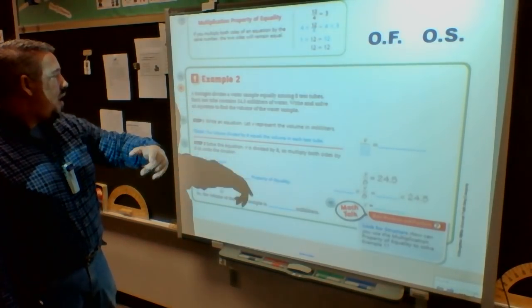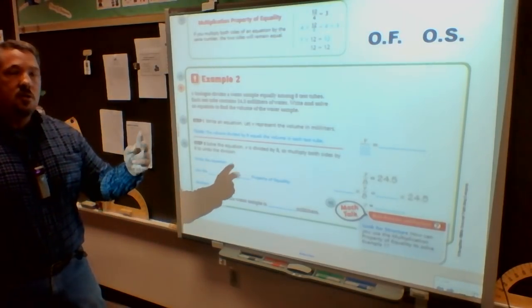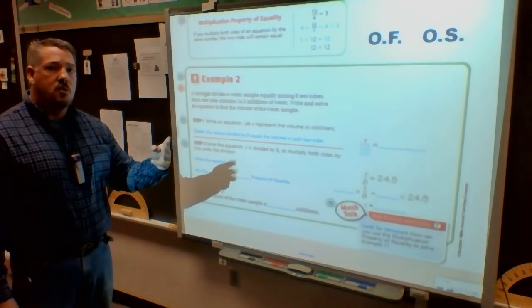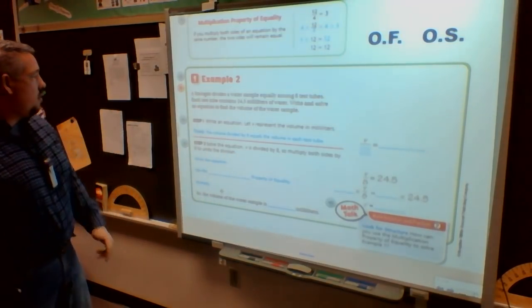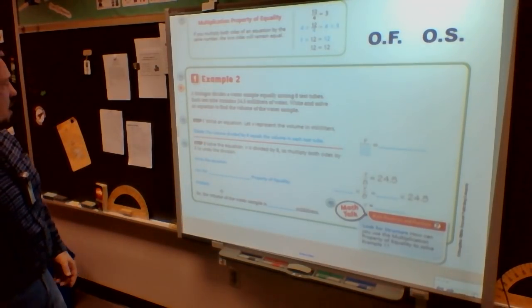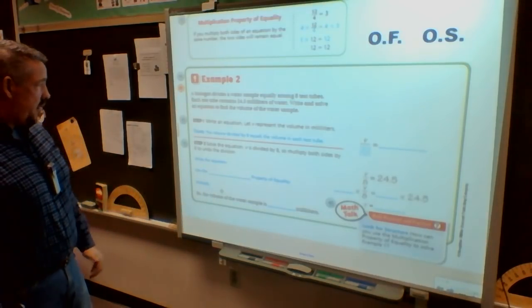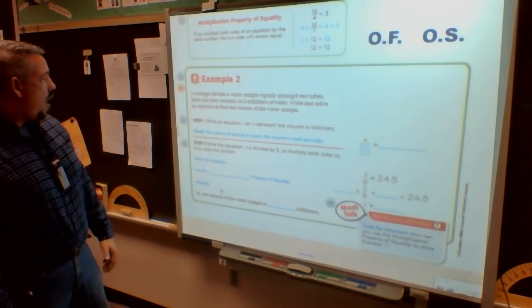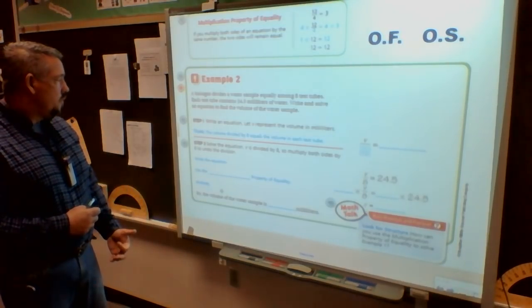A biologist divides... oh, biologist. Bio, life. Ology, study of. Ist, a person that does it. So this is a person that studies biology. It's a tangent lesson right there for you. A biologist divides a water sample equally among 8 test tubes. Each test tube contains 24.5 milliliters of water. Write and solve an equation to find the volume of the water sample.